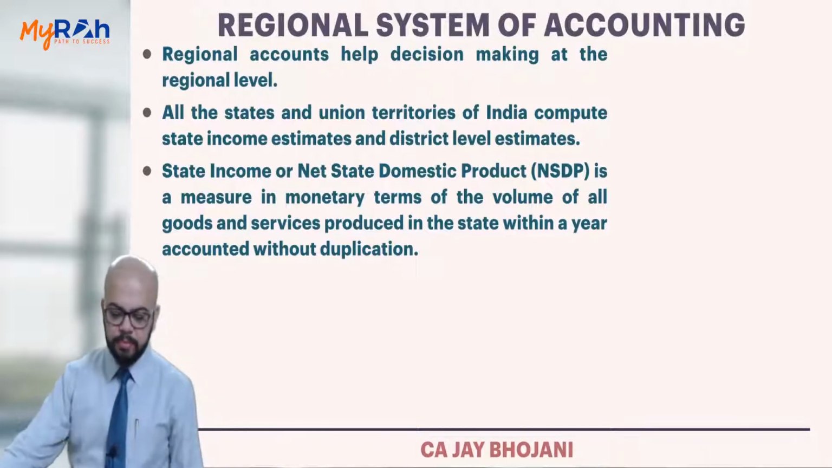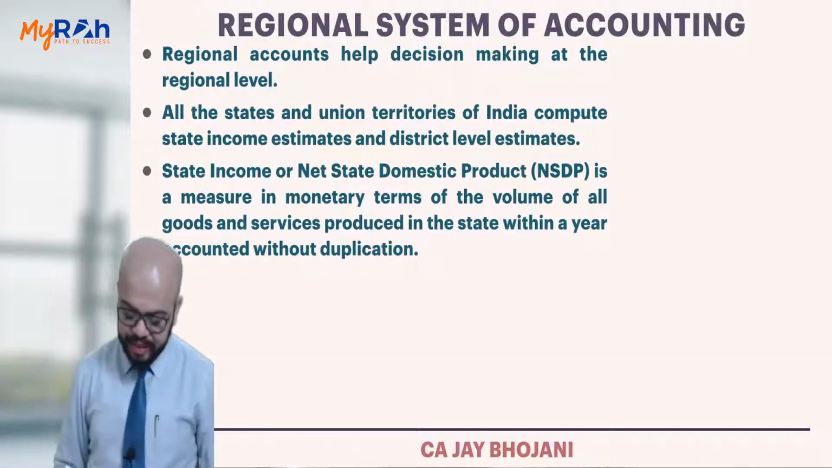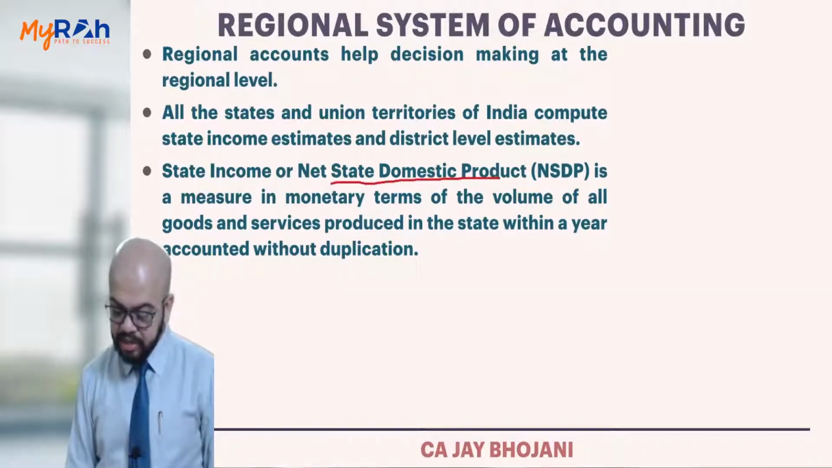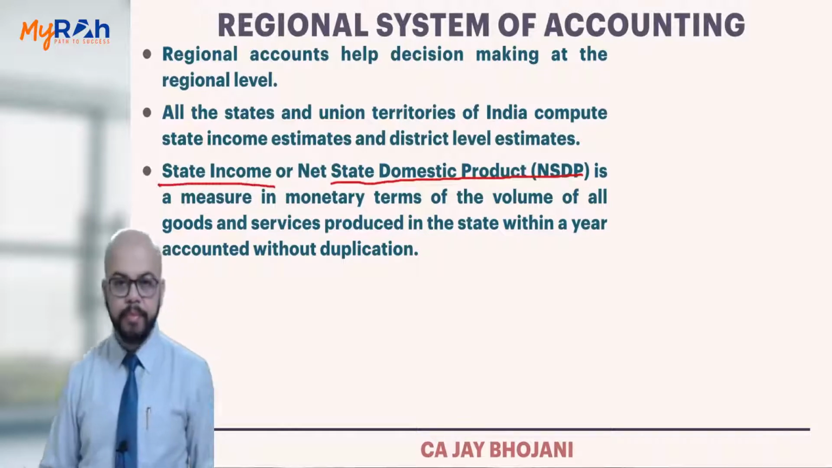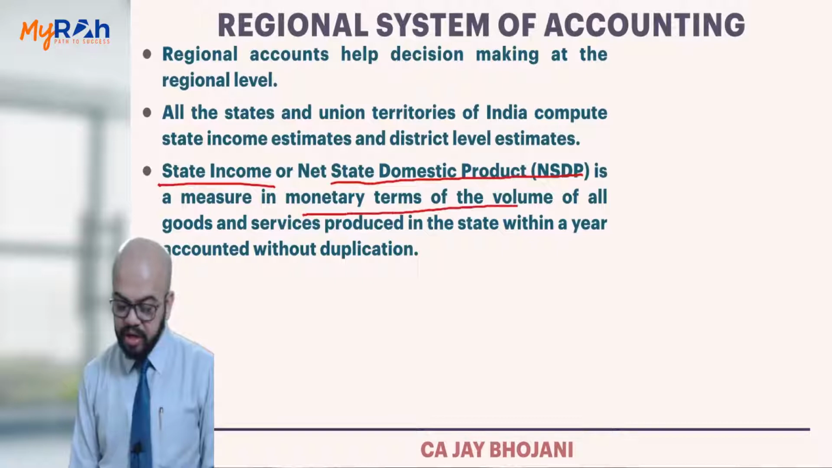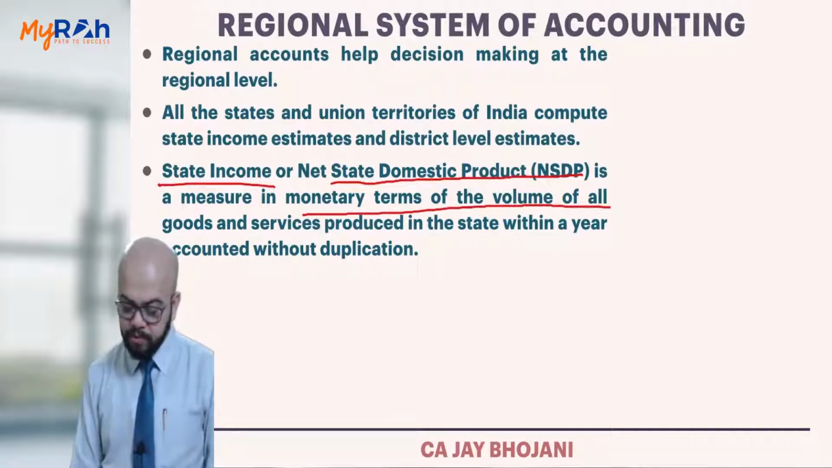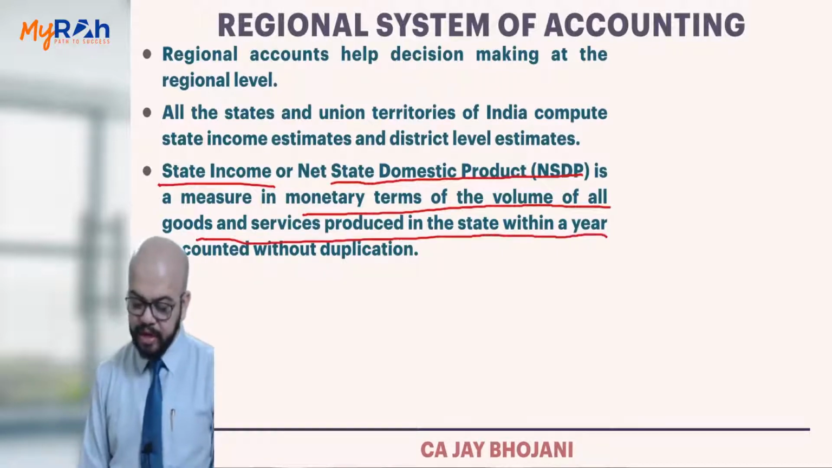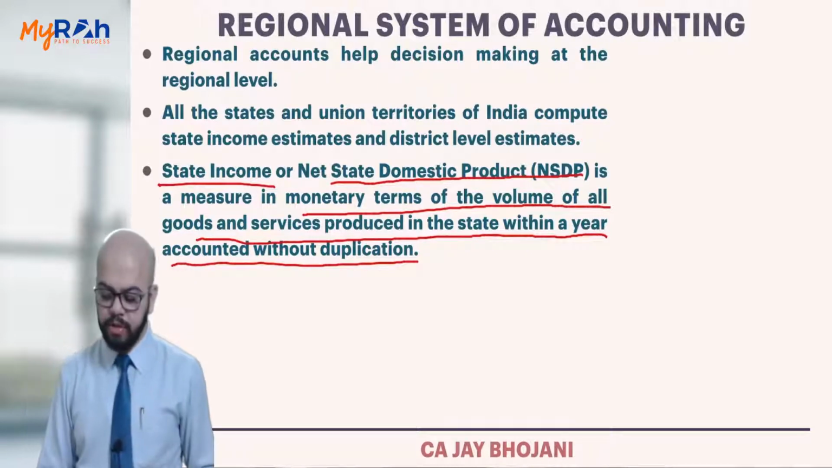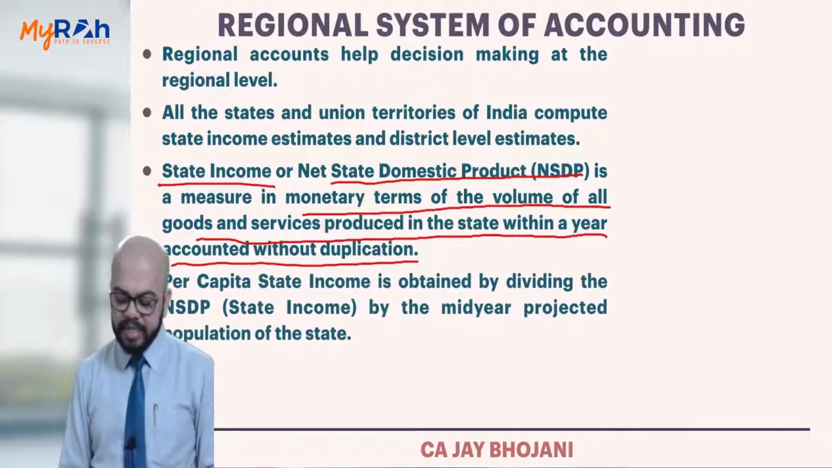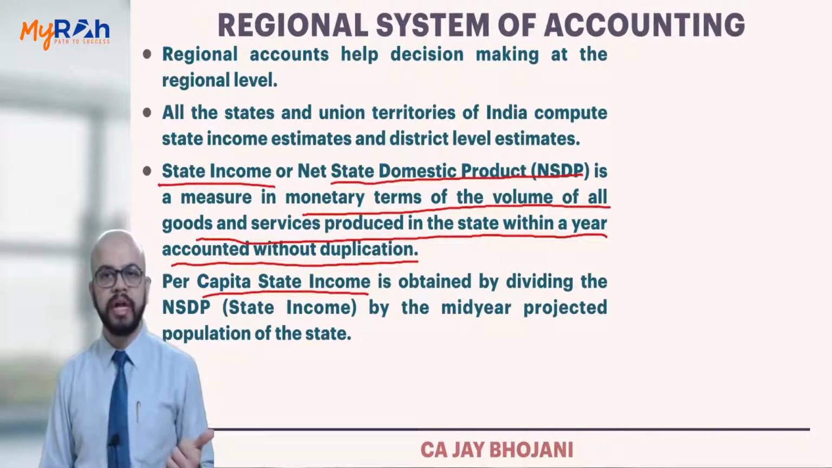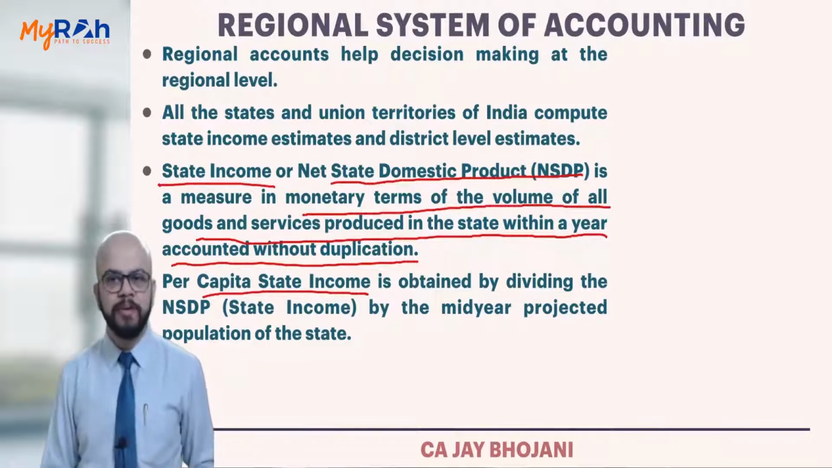So you have to remember that state income is also known as NSDP. It's the measurement in monetary terms of all goods and services produced in the state within a year, accounted without duplication. The per capita state income can also be obtained. Just like you obtain per capita national income, per capita state income can also be obtained.